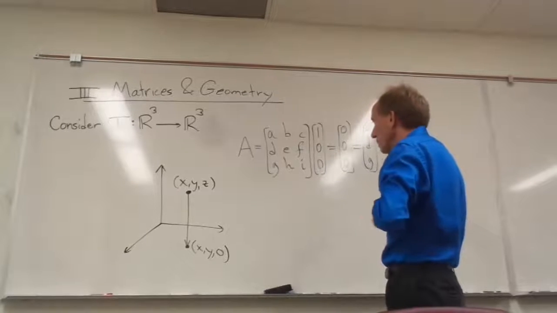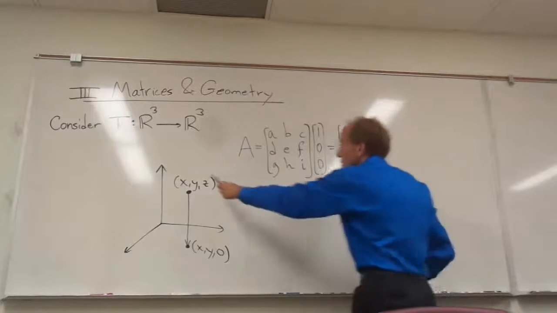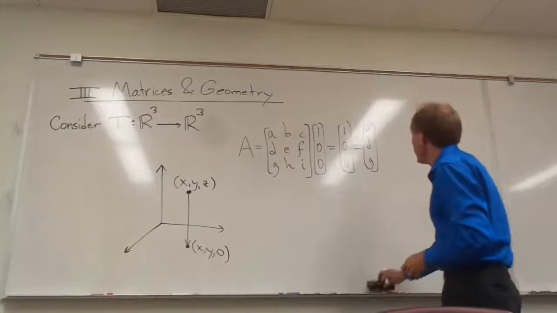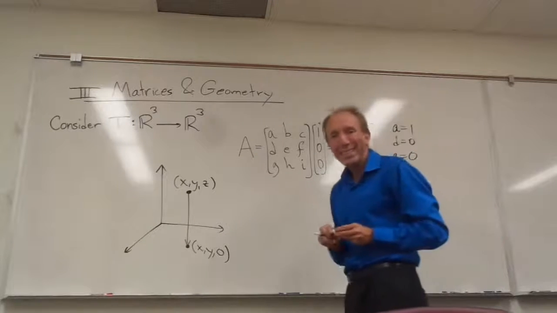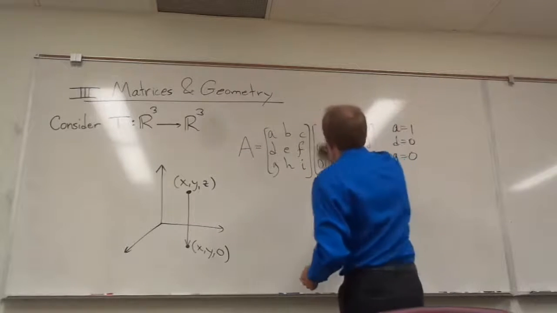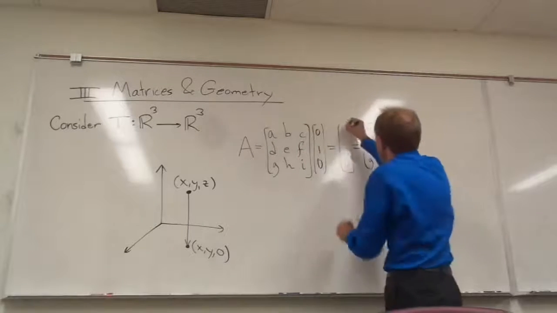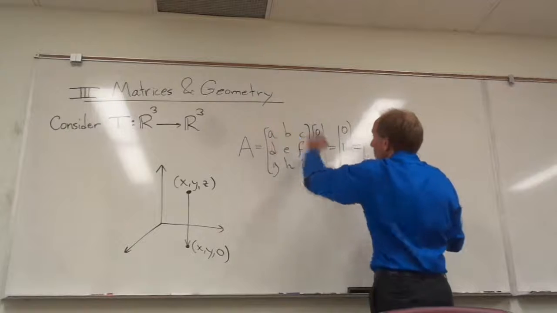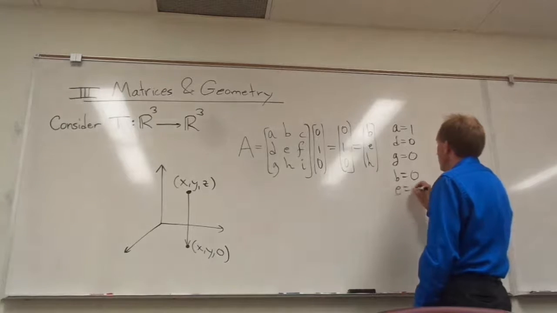I'm sorry, this is not quite right, is it? This should be 1, 0, 0 goes to 1, 0, 0. This should have been a 1 right here. There we go. So A is equal to 1, D is equal to 0, and G is equal to 0. If you try this out with 0, 1, 0, it should get projected to 0, 1, 0. If you calculate the product of this matrix multiplication, you would get B, E, and H. So B is 0, E is 1, and H is 0.